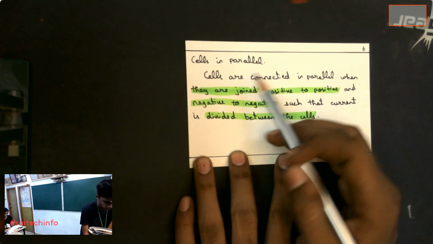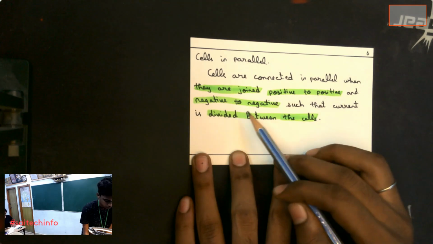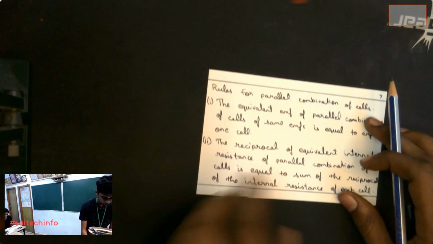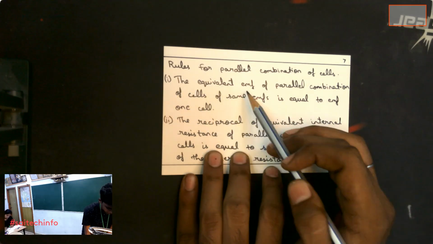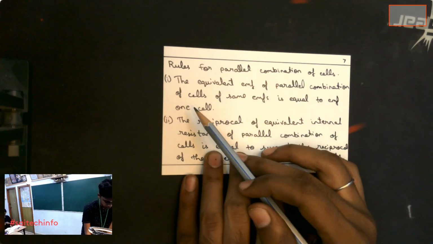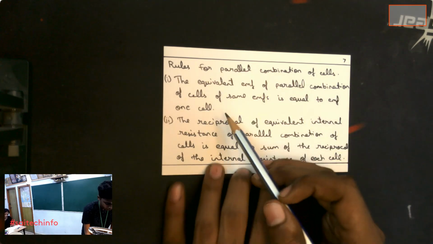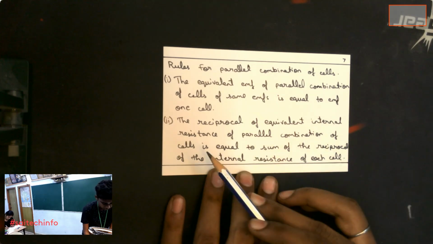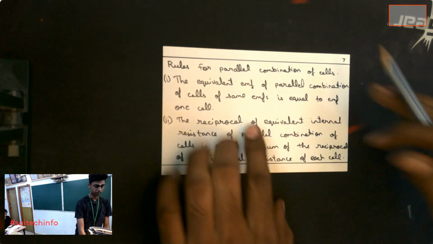Cells in parallel. Cells are connected in parallel when they are joined positive to positive and negative to negative such that the current is divided between the cells. The rules for parallel combination of cells: the equivalent EMF of a parallel combination of cells of the same EMF is equal to the EMF of one cell. The reciprocal of equivalent internal resistance of a parallel combination of cells is equal to the sum of reciprocals of internal resistance of each cell.